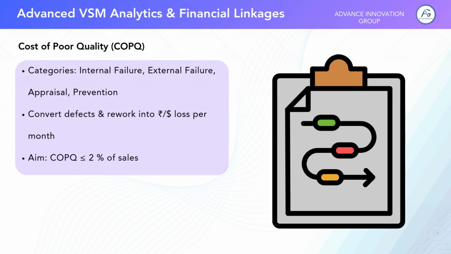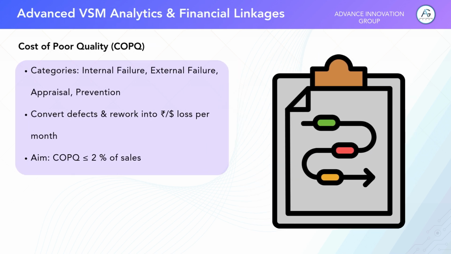The cost of poor quality (COPQ) helps quantify how much money a business loses due to quality issues. It includes four categories: internal failures, external failures, appraisal, and prevention costs. By converting defects and rework into actual dollar losses per month, organizations can measure the financial impact of poor quality. The goal is to keep COPQ below 2% of total sales, reflecting a healthy and efficient process.